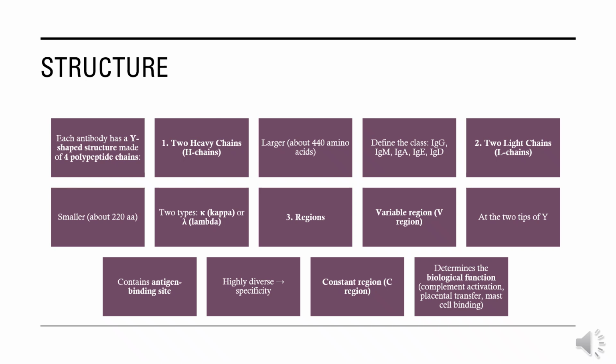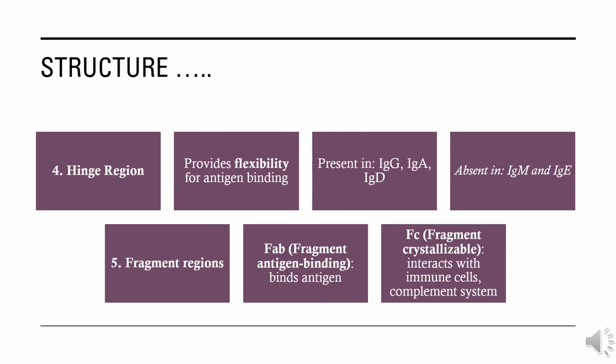Antibodies have two types of regions. One is known as the variable region and the other is the constant region. The other feature of the antibody is the presence of hinge region, which provides flexibility for antigen binding. It is present in IgG, IgA and IgD, but it is absent in IgM and IgE.